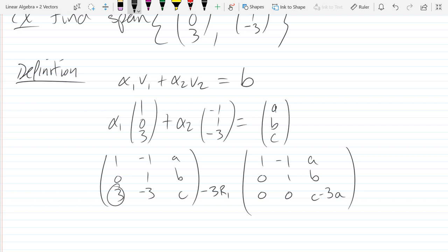Now our constant column is the only one that really has anything significant in it. It's c minus 3a. All right, do the row operation to clear out the negative 1 in column 2. So do that yourself.